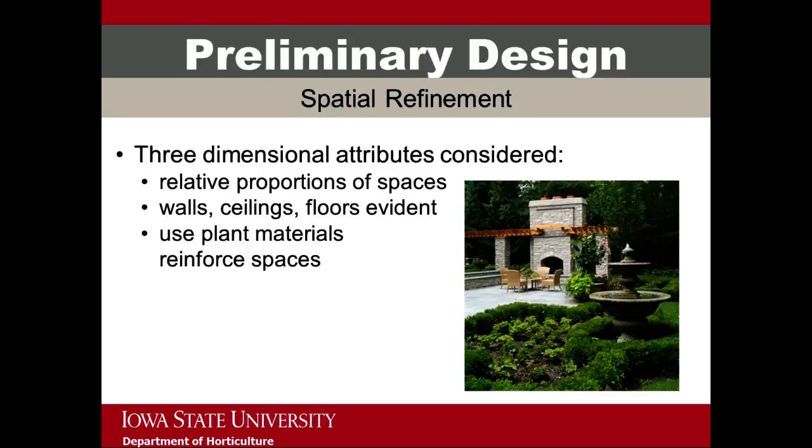Spatial refinement includes considering the 3-dimensional attributes such as proportions of spaces. How does each space feel next to the other? Also, think about including walls, ceilings, and floors to create the feeling of different garden rooms. Plant materials can then be used to reinforce these spaces.